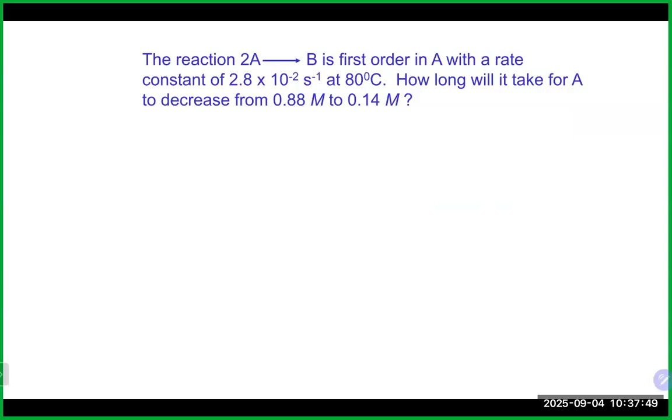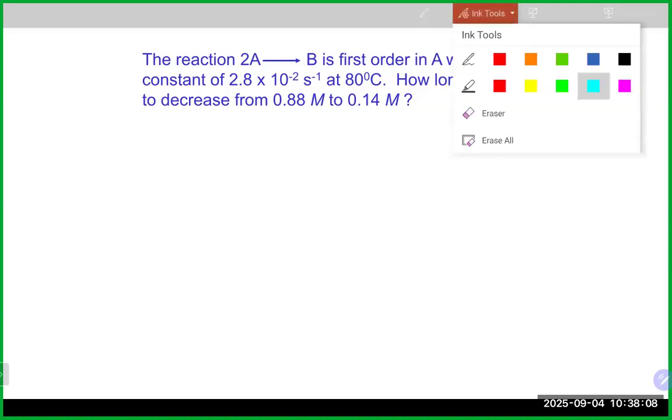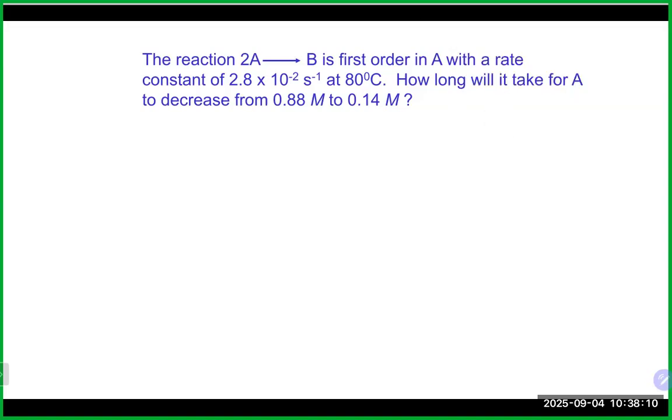Why don't you give it a go? The reaction 2A goes to B is first order in A, with a rate constant of 2.8 times 10 to the minus 2 reciprocal seconds. How long will it take for the concentration of A to go from 0.88 molar to 0.14 molar? So give it a go and see what you come up with there.